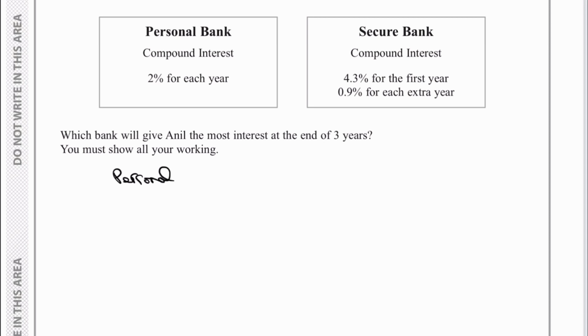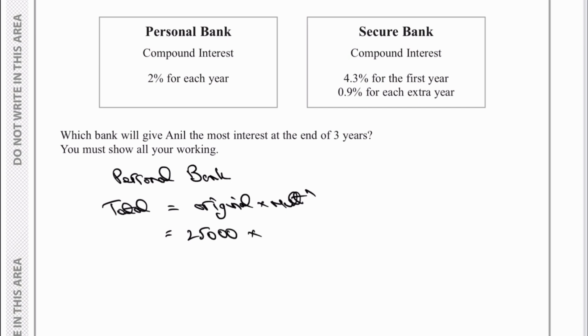Okay, and these are very common type of questions, and if you're not sure about anything, let me know in the comments, and I'll always point you towards some additional worksheets that you could use. I'm going to use a formula: total equals original times multiplier to the power of n. The original amount of money is 25,000. Now its multiplier is the decimal equivalent of 102%, which is going to equal 1.02, to the power of n, which is 3 years. If you put that into your calculator you're going to get 26530.20. So that's how much Anil will get back if he uses the personal bank.